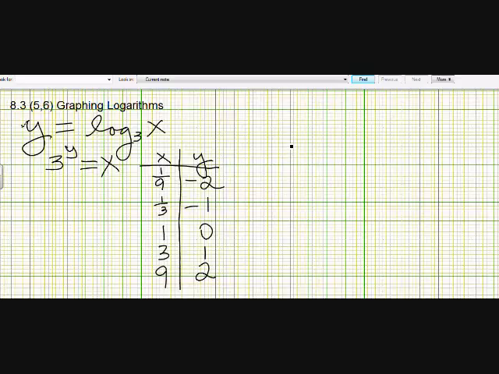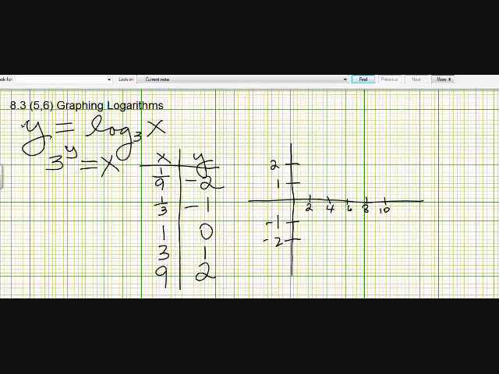Now I can graph it. My y's are going from -2 to 2. That's easy. My x's are going from very close to 0 up to 9. So I think I'll go by 2's. 2, 4, 6, 8, 10. Okay, now I'll graph my dots.